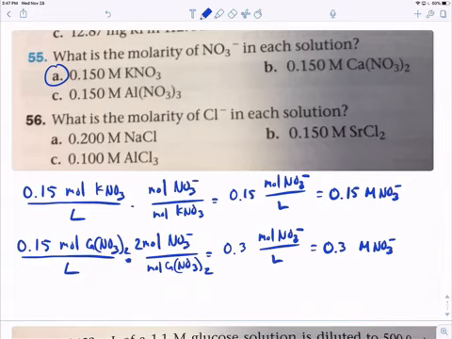The other way you can do it, the even easier way, is just because there's a 1 here, you multiply this by 1. Because there's a 2 here, this is 0.3. And since there's a 3 here, it's just 0.15 times 3, or 0.45. So, whichever way you want to do it. So why don't you work on 56?